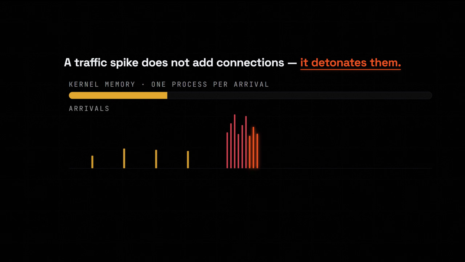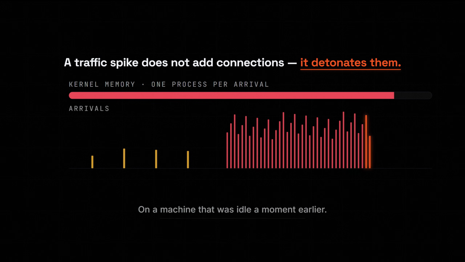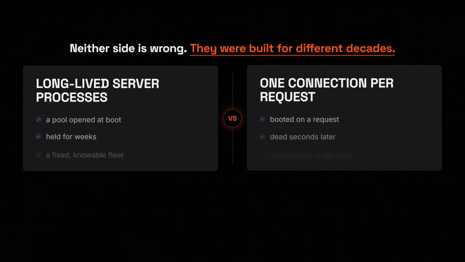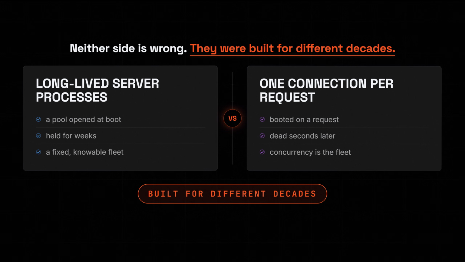Hundreds open in seconds, each forking a process, each asking the kernel for memory, on a machine that was idle a moment earlier. This is a design built for long-lived server processes meeting an execution model built on the opposite assumption. Neither side is wrong. They were built for different decades.